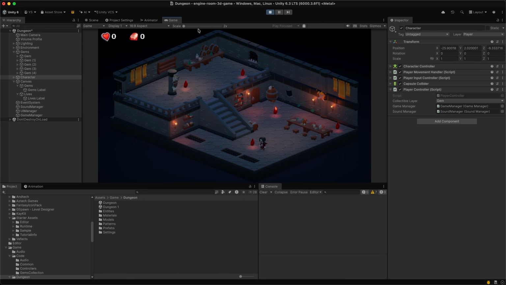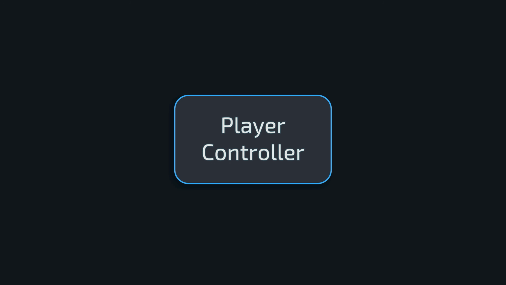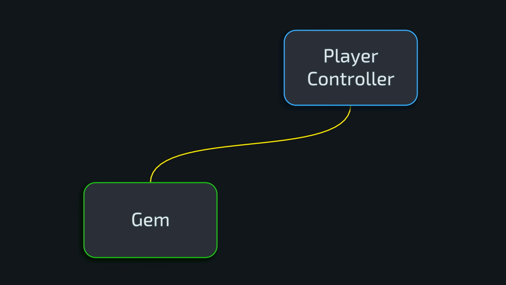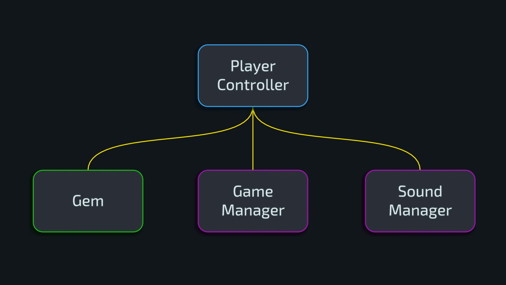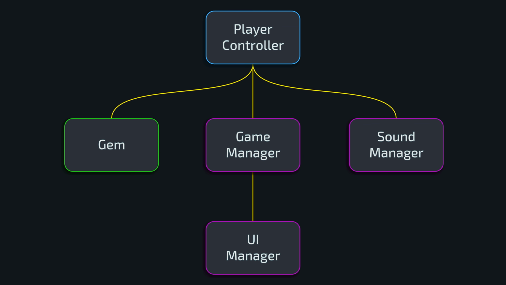I start with 0 lives and 0 gems, but when I collect 1 gem, you hear the collect sound and see the gem count updated to 1. When I collect the second gem, the gem count is updated to 2, and I even get 1 life. Seems good enough. If we look at the current dependency graph, we have a player controller that destroys the gem when they collide, accesses the sound manager to play a sound, and tells the game manager to increase the score, which in turn talks to the UI manager.